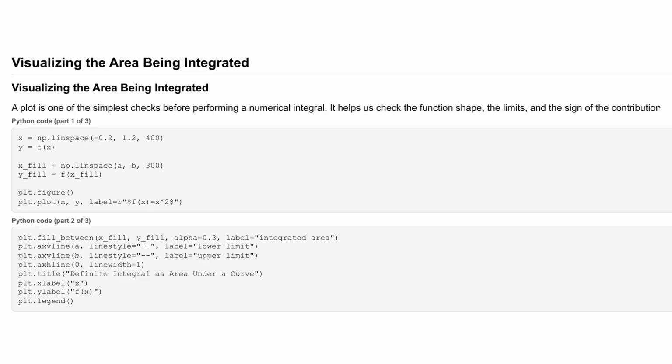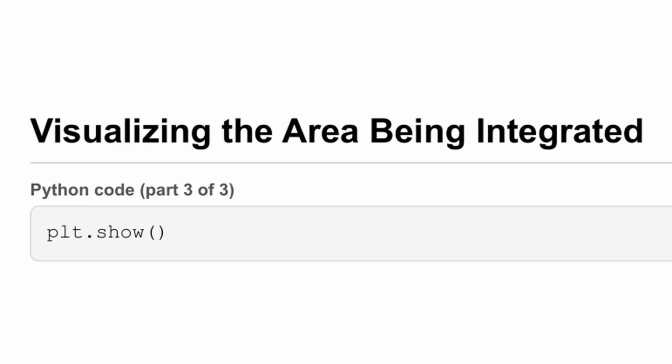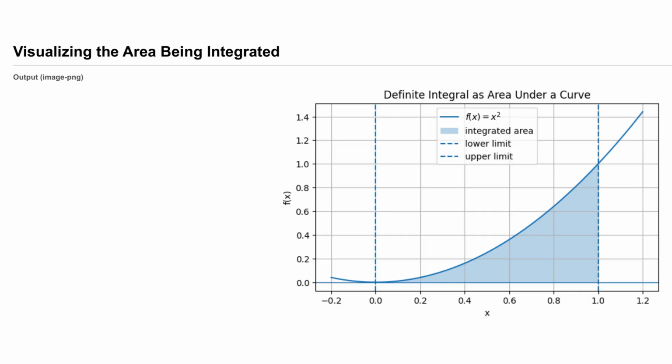Before trusting any numerical integral, it is a very good habit to visualize the area being computed. We can set up a plot using NumPy to create an array of x values and fill the area under the curve between our lower and upper limits. Calling the plot display command will render the visualization so we can inspect the shape of our integrand. Looking at the plot, we clearly see the function x squared bounded between 0 and 1. The shaded region represents the accumulated area, which is entirely positive and graphically corresponds to the value of 1/3 we just computed.